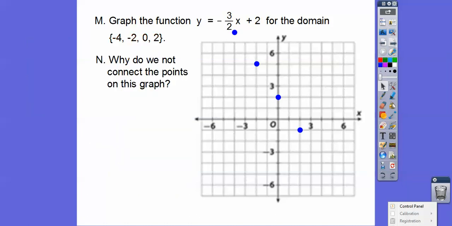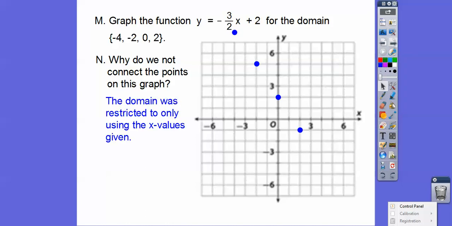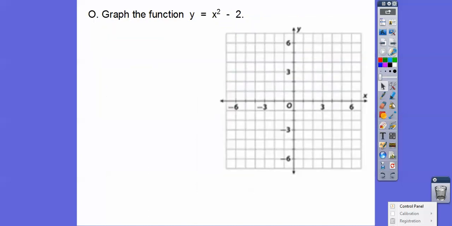And then why do we not connect those points on that graph? Well, because they restricted our domain to just those x values. So we can only graph those ordered pairs right there. If it just said graph this function, then I would connect them. And I think that's what's coming up right here. Yep. So graph this function.